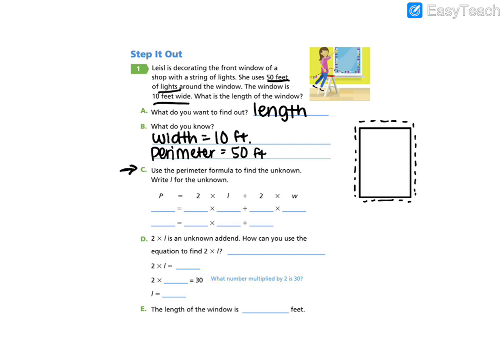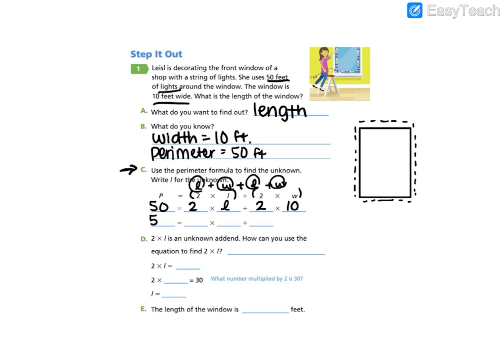Now letter C gives us the perimeter formula. If you remember, perimeter can be length plus width plus length plus width. Or, because we have 2 lengths and 2 widths, 2 times length plus 2 times width. So we need to fill in what we know. We know perimeter is equal to 50. We know the width is equal to 10. We also know we're going to multiply the length by 2 and the width by 2.